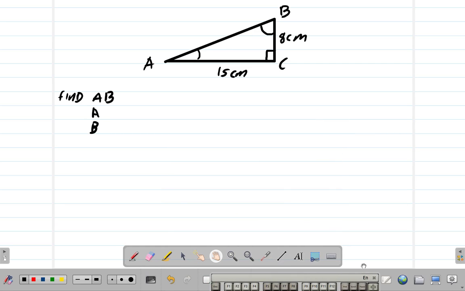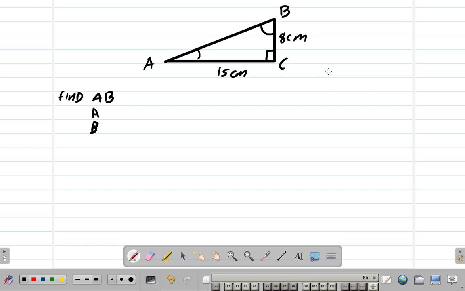Let's look at this triangle here. What it says now, you have this triangle, a right angle triangle. As you can see, ABC is a triangle. AC is 15, BC is 8 centimeters, C is where the right angle is. You must find the length AB.